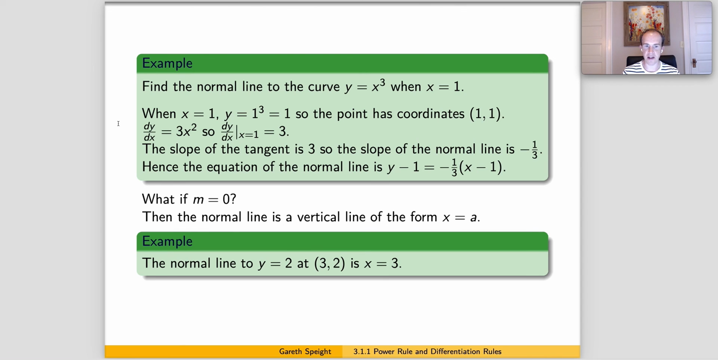So for instance, here is a simple example. Let's suppose we consider the line y equals 2. So it's a curve if you like, it's just a horizontal line.